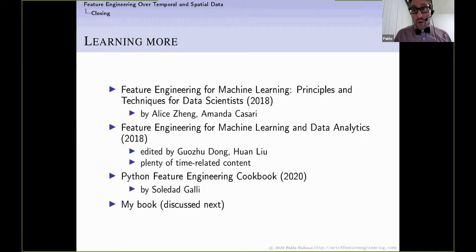So if you want to learn more about feature engineering, there are a few books that have come up recently. The first one is... the first half is like a bootcamp. The second one is a particular theory that the author pushed. The third, the CRC one, the 2018, has a lot of time-related content, and it's a collection of papers. And there is another one that came up this year that is a cookbook in Python.